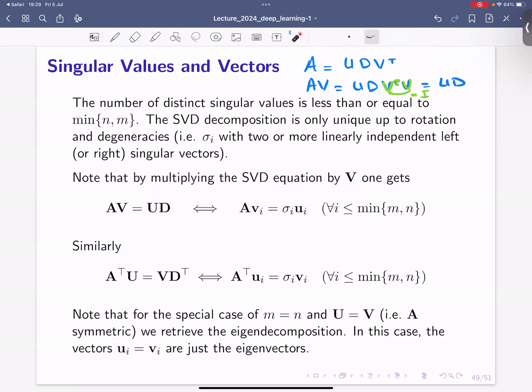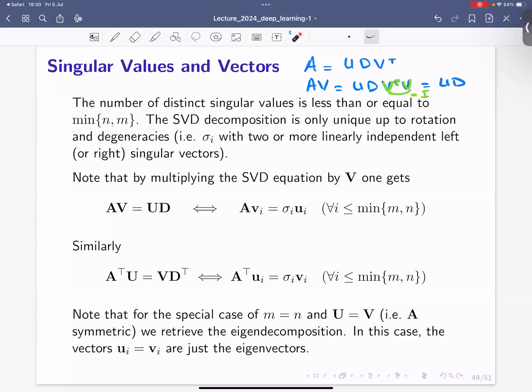And you can actually write this also in this way, right? So this is a product of two matrices, but if you take, again, we said the v_i's as the columns of the matrix V, you can write it in this way. And you can do the same for A transpose: you multiply it on the right by U, and you will find this is equal to V D transpose, which is equal to this equation here. And so this is another way to write what it means, right?